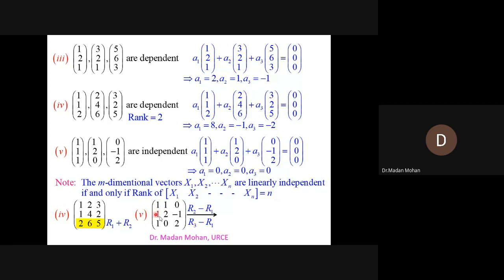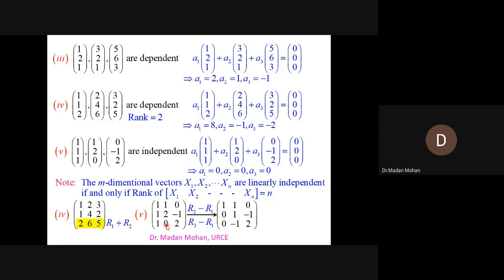I want to reduce it to echelon form. This here 0, here 0. Therefore, R2 minus R1, R3 minus R1. The first row is just copy and paste. Now, R2 minus R1 gives 1 minus 1, 0. 2 minus 1, 1. Minus 1 minus 0 is minus 1.